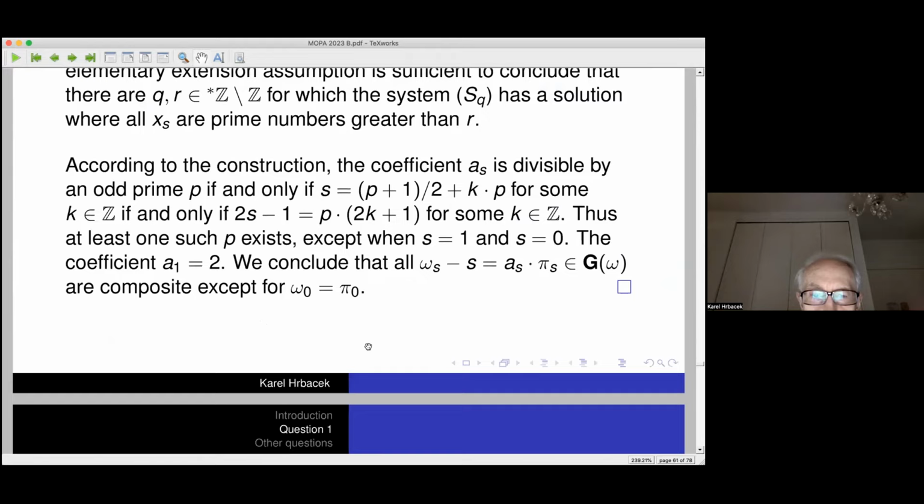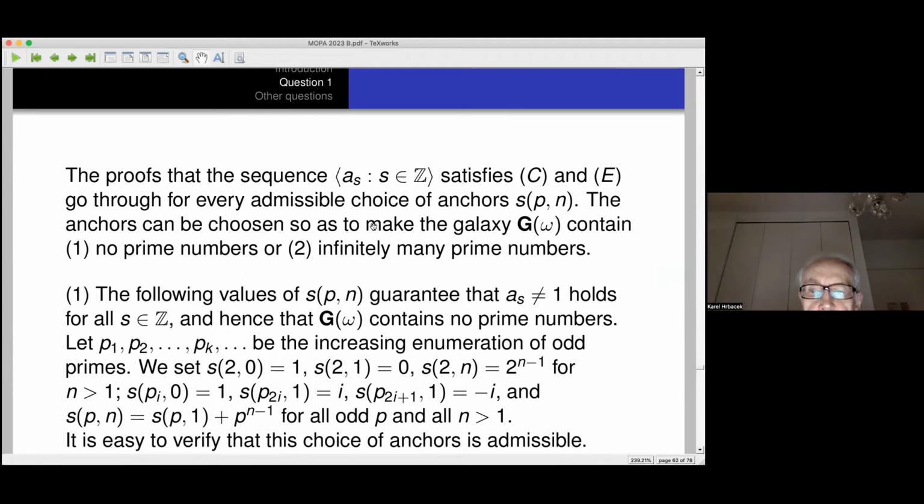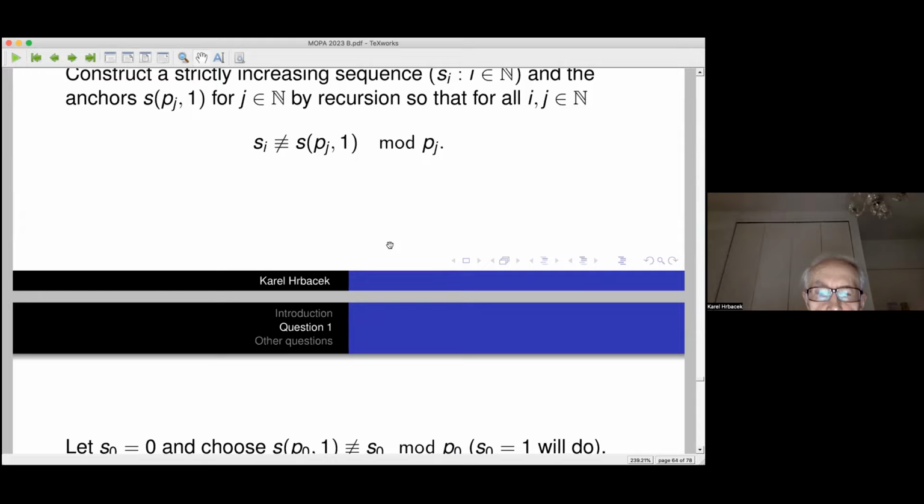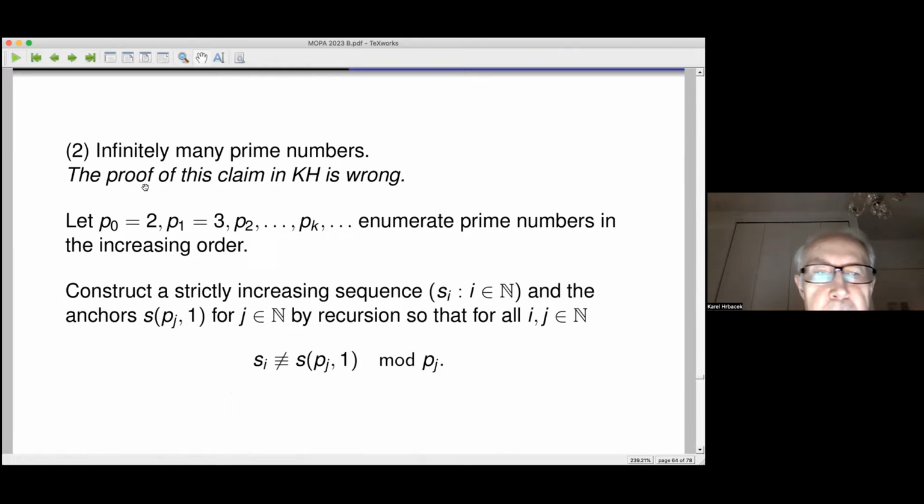So, I just said that in this galaxy there is a single prime number, and everything else is a composite. But one can modify this construction to make a galaxy where everything is a limited multiple of an unlimited prime, but there are no prime numbers, or, on the other hand, there are infinitely many prime numbers. So let's see if I can say something about the case when there are infinitely many prime numbers. Unfortunately, the proof I have in my paper is wrong.